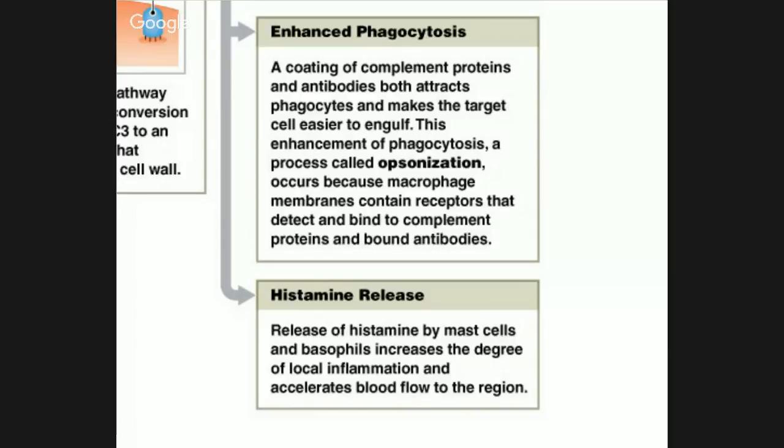But when C3 is broken down and C3b is responsible for everything we see here, the other half of that protein can then cause mast cells to release histamine, which increases inflammation, and through inflammation, more phagocytes can come around and do their job. So that'll lead to getting the phagocytes to the local area, and then C3b is the one that actually causes the opsonization.